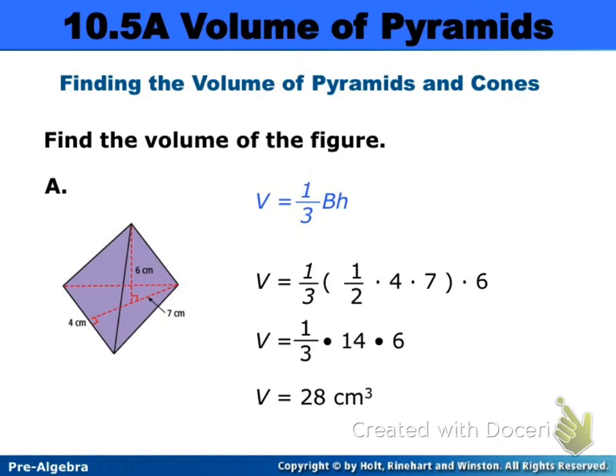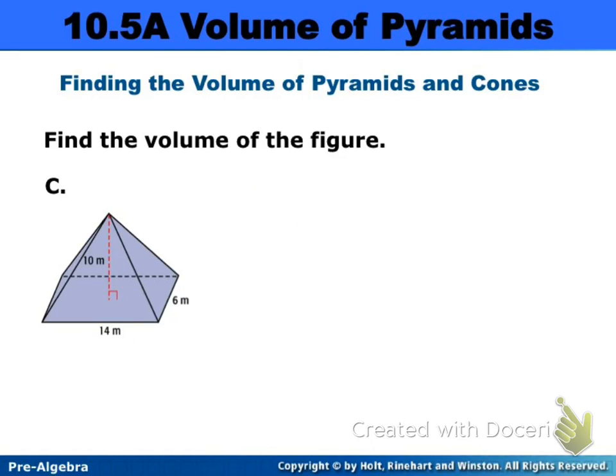Let's try another example. This is a rectangular pyramid. So we're going to find the volume. We're using the same formula. Because it's a pyramid, it is 1/3 of the area of the base times the height. Since the area of the base in this case is a rectangle, we'll use the rectangular area formula. So we can get length times width times the height of the pyramid and divide that whole thing by 3.